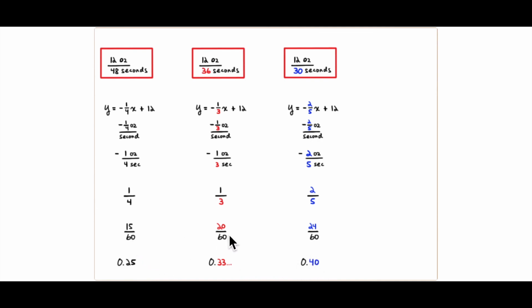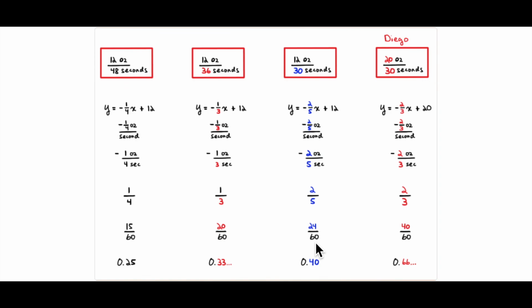But notice these are all a minute. So this is 15 ounces in a minute, 20 ounces in a minute, 24 ounces in a minute, and finally Diego drank at 40 ounces in a minute. So this is 20 ounces in 30 seconds. So that's 2 ounces every 3 seconds that he drinks. The common denominator is 60, so that's 40 ounces in 60 seconds. And the decimal value is 66 hundredths of an ounce per second.